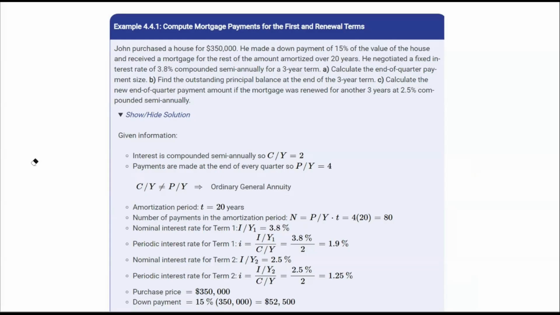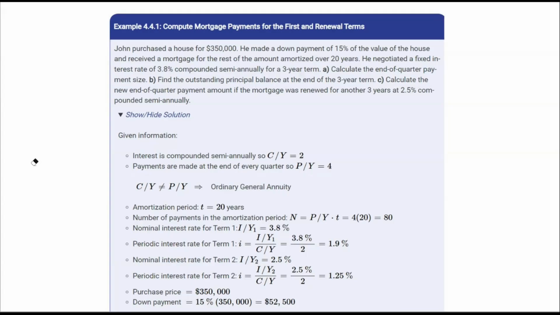The person negotiates a fixed interest rate of 3.8% compounded semi-annually for a 3-year term. The bank tells you, let me see how you're going to pay off this first 3 years, and then you can see what you're going to do afterwards. So they say: calculate the end-of-quarter payment size for that 3-year term. Find the outstanding principal balance at the end of the 3-year term. Calculate the new end-of-quarter payment if the mortgage was renewed for another 3 years at 2.5% compounded semi-annually.